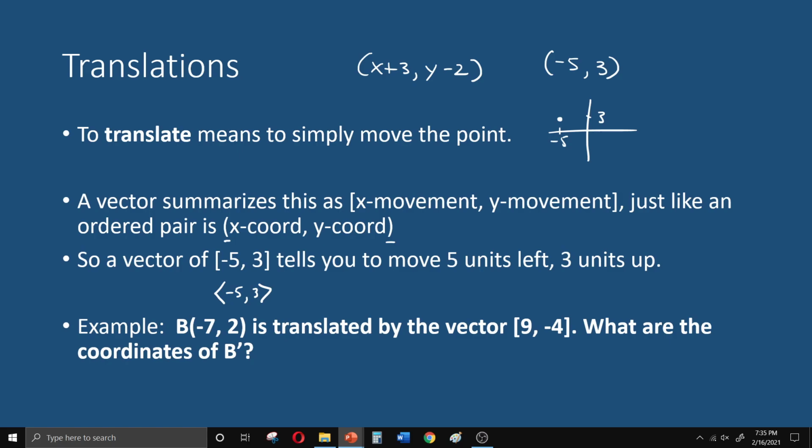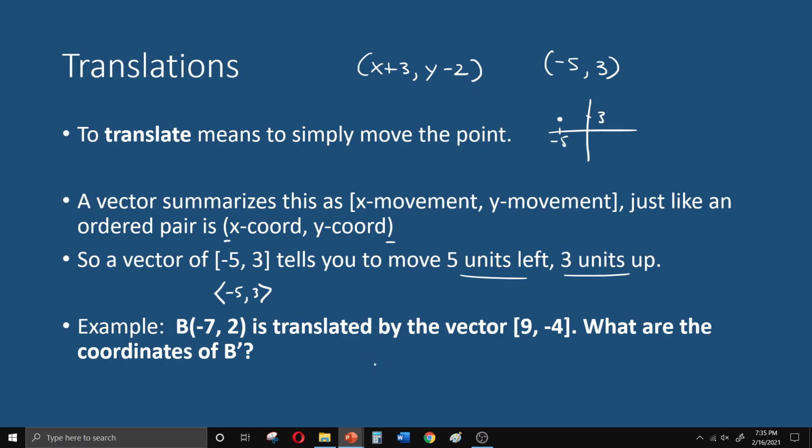We are going to translate by this amount. The x coordinate of an ordered pair now just becomes the x movement, what's going to happen to your x coordinates. And so when I write this, it's telling me 5 units to the left, moving the x coordinate 5 units in the negative direction, and then the y coordinate 3 units in the positive direction, moving up. And it's just a matter of really adding.